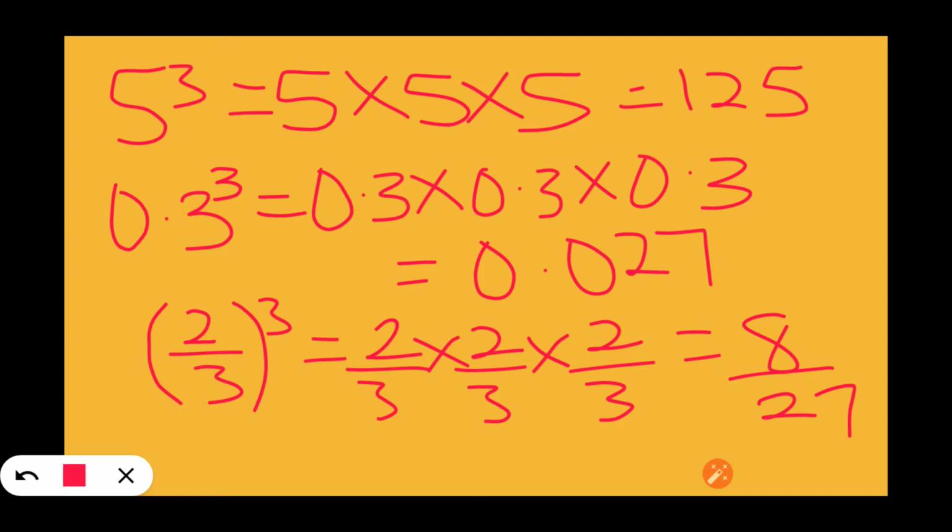The cube of 0.3 is 0.027. And the cube of 5 is 125. That is all about cubed numbers.